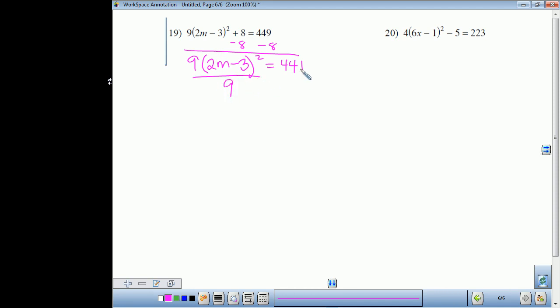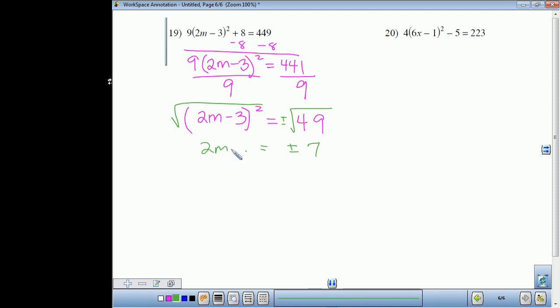Okay, so when we divide by 9, what do we get? 2m minus 3 squared is 49. Okay, this one's going to be nice, isn't it? Because when we take the square root now, all we're left with on this side is the thing being squared, so it's time to take that square root. So we get plus or minus 7. That ended up pretty. The other one didn't.